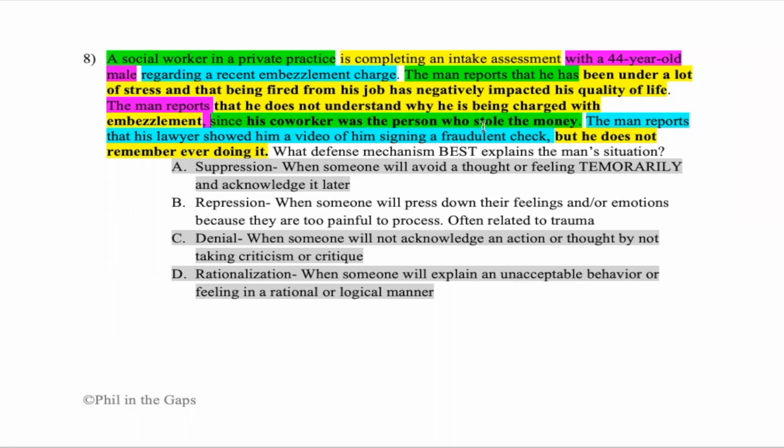He does acknowledge the fact that the embezzlement was real. However, he doesn't remember it ever happening within the situation. So it wasn't like he was voluntarily doing it. So that's why A, suppression, is out. C, denial, is out based on the fact that he does acknowledge the embezzlement happened. However, he doesn't acknowledge or remember that he was a part of it. And D is incorrect because he didn't make an excuse within the situation.